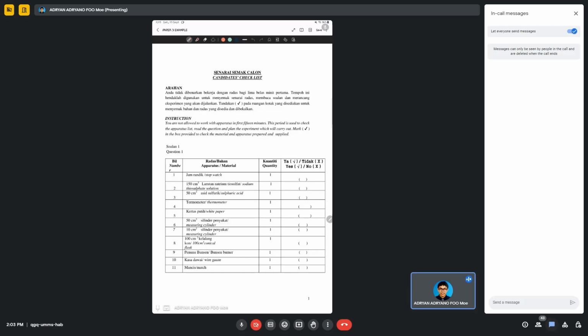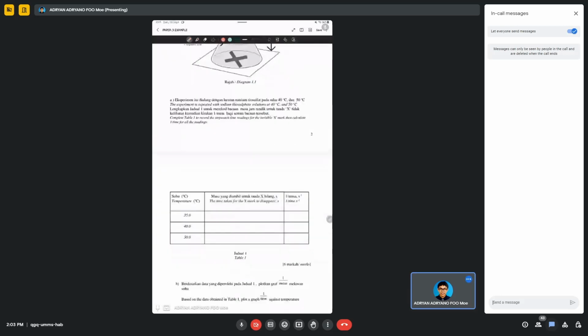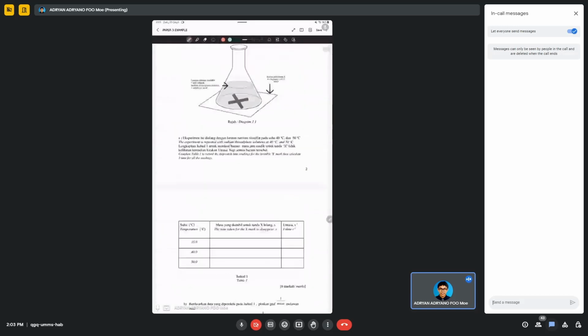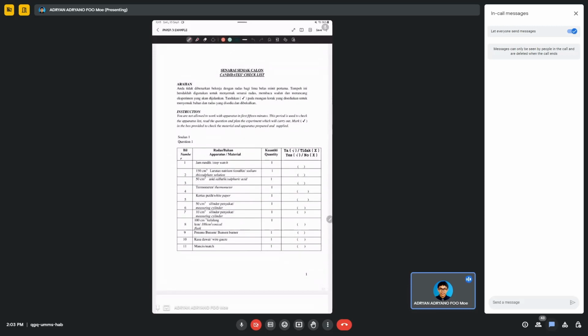So you will get exactly this kind of format of paper. Don't worry, I will send this paper afterwards with the answers to you all. You will get this kind of paper for your Paper 3 exam, SPM. The first page will tell you to tick. Please remember, in the first 5 minutes, if I'm not mistaken, because I don't remember already about this exam, they will give you a few minutes to check all your apparatus and materials, and to check the exam paper for missing pages.